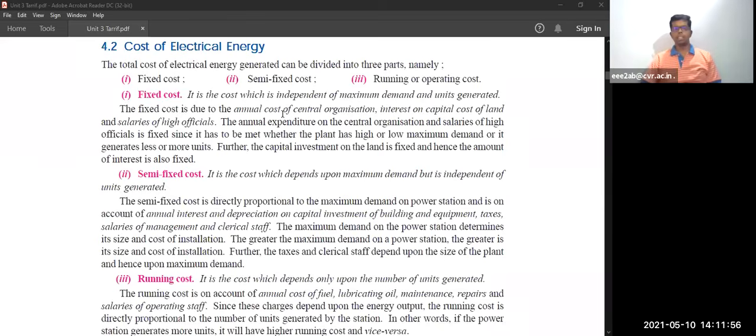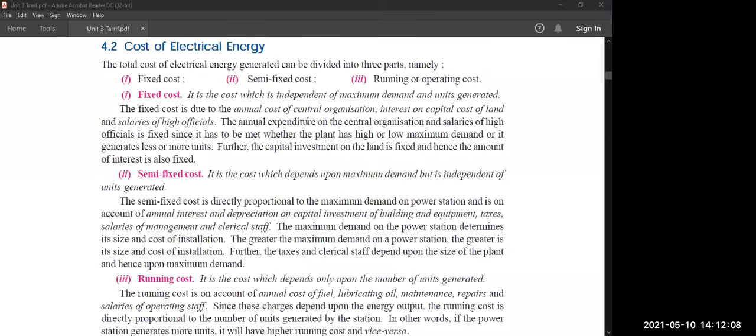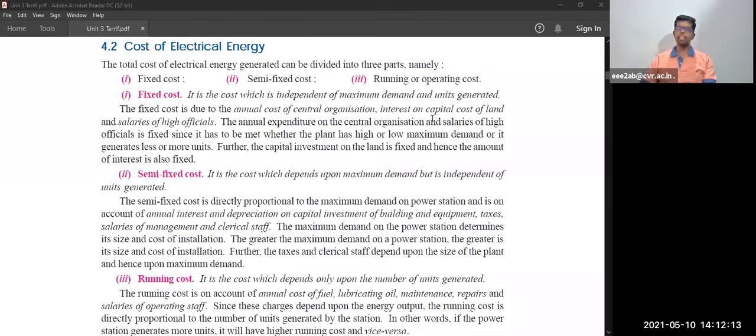The fixed cost is due to the annual cost of the central organization, interest on the capital cost of the land, and the salaries of high officials. So the annual maintenance cost of that organization, interest on capital cost of the land, as well as the salaries to the high officials.